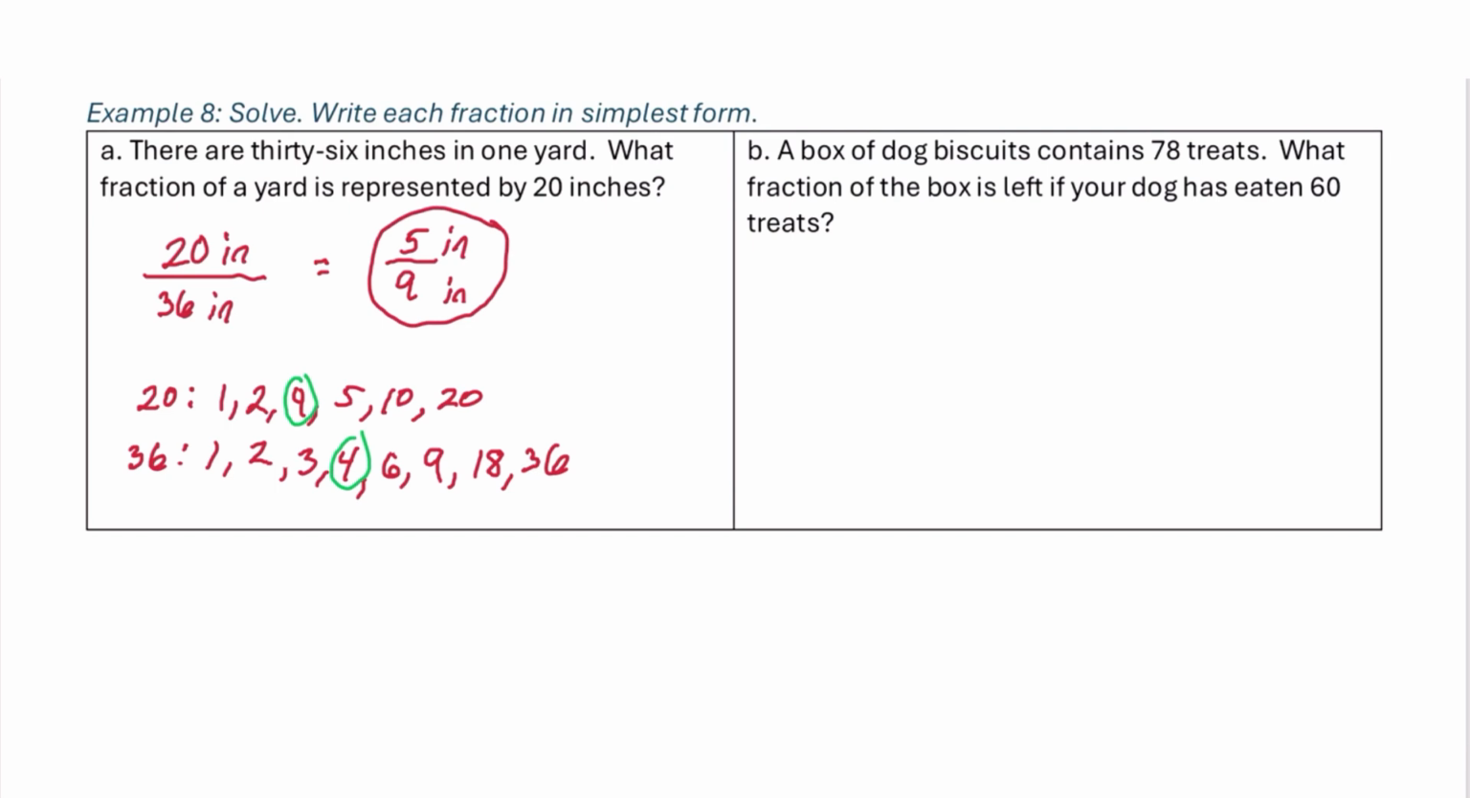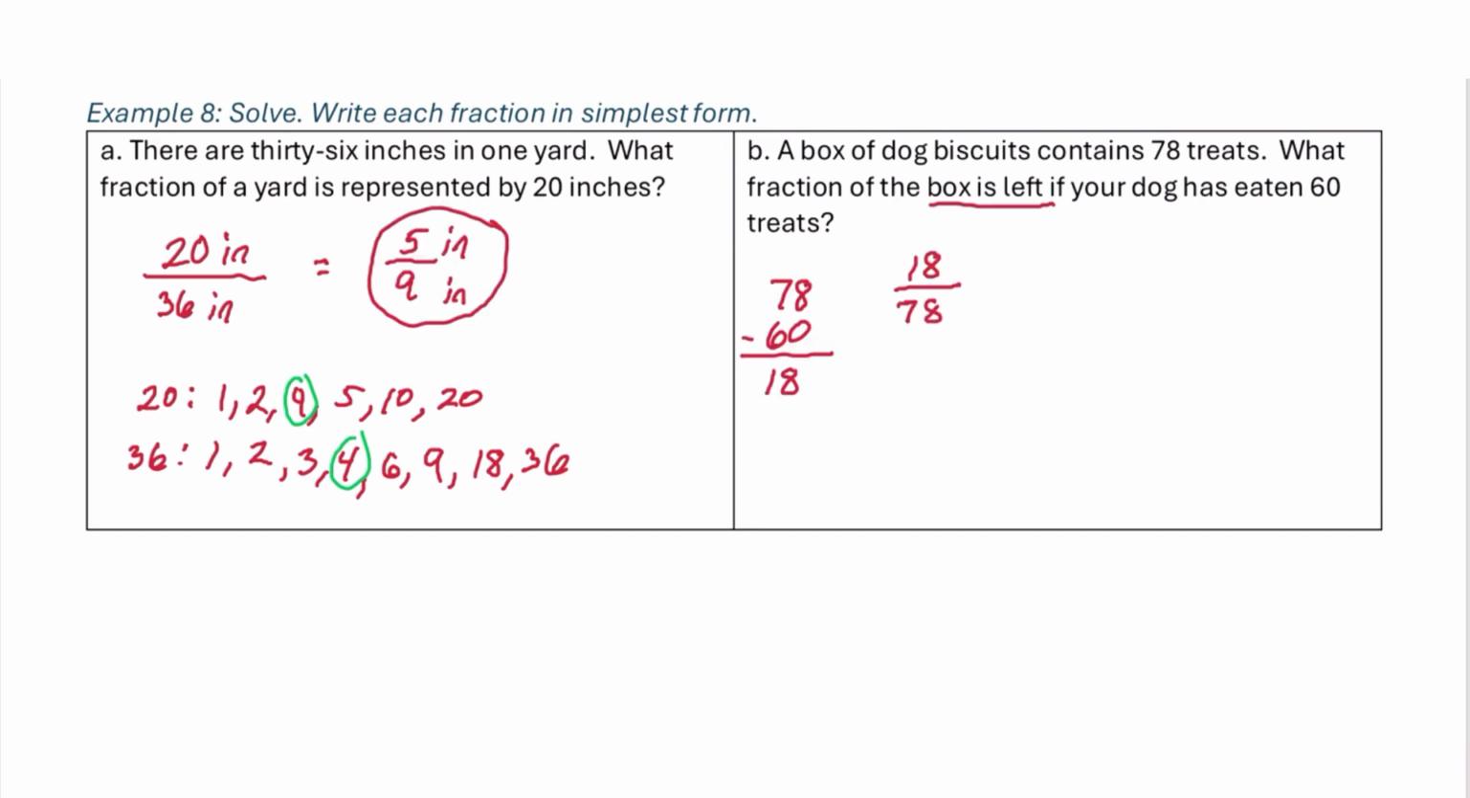In part B, a box of dog biscuits contains 78 treats. What fraction of the box is left if your dog has eaten 60 treats? So be careful, it's asking for how much or what fraction is left after 60 have been eaten. So let's first figure out what's left in the box. 78 minus 60 is 18. So the fraction that we're looking at is 18 divided by 78.